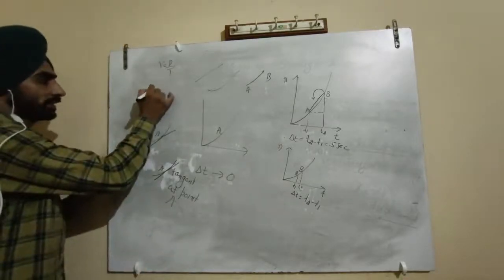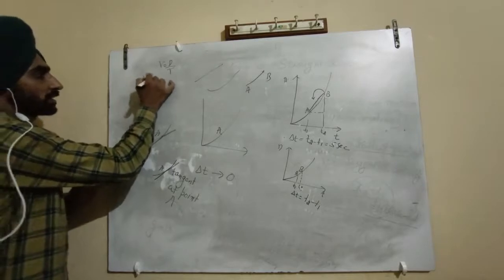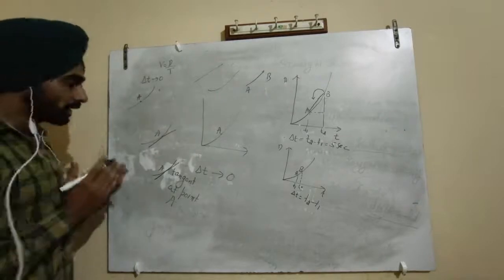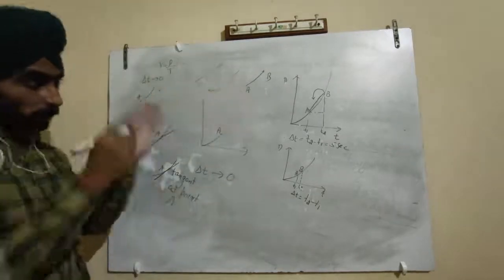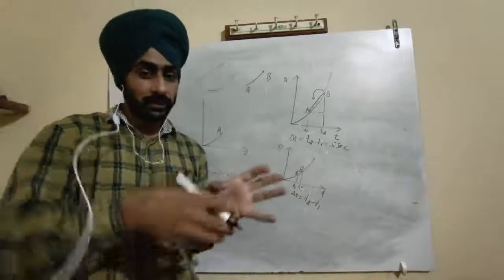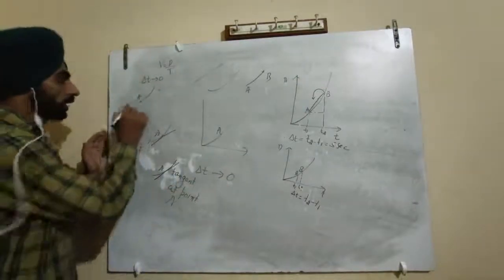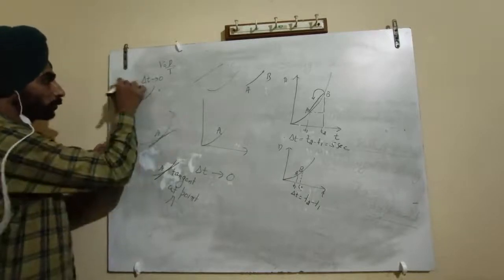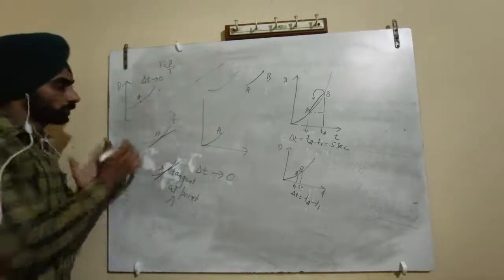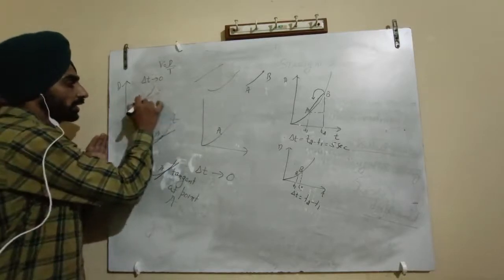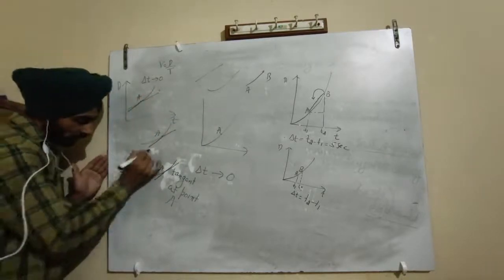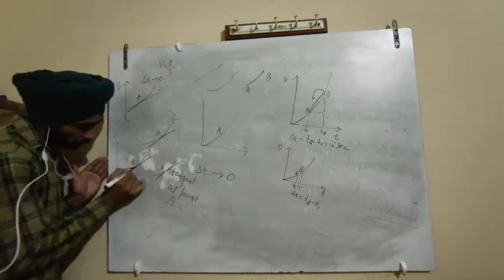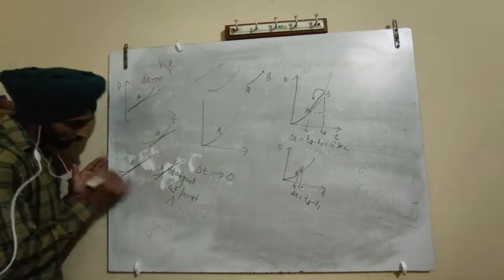So when delta T approaches 0, A and B will collide over each other. B will come on top of A. And if you want to get the slope of the displacement time graph, you draw a tangent at A. A is on the curve. Here A is there. You draw a tangent. You know how to draw a tangent. You have read it in the circle chapter.